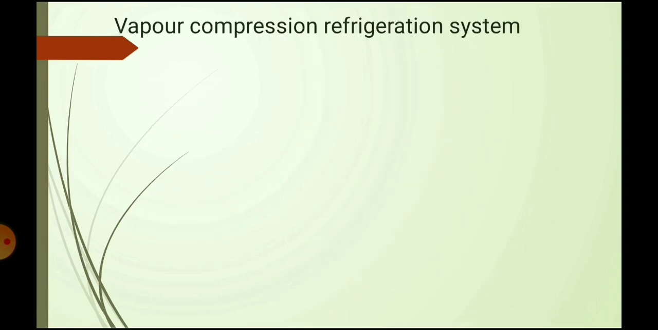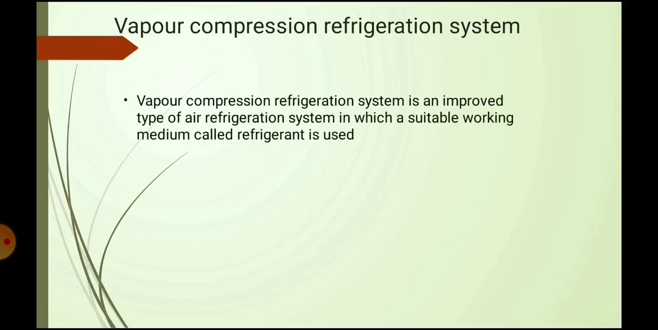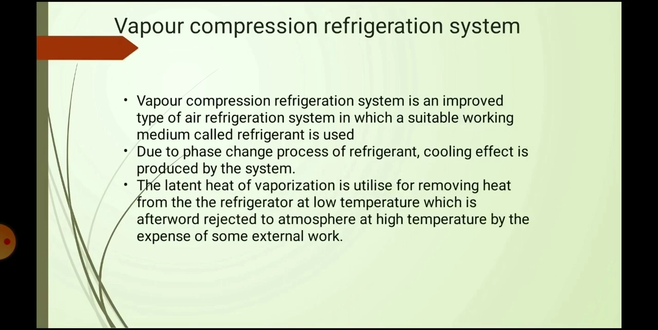This is the vapor compression refrigeration system. Basically, the latent heat of vaporization is utilized for removing heat from the refrigerated space at low temperature, which is afterward rejected to the atmosphere at a high temperature at the expense of some external work.